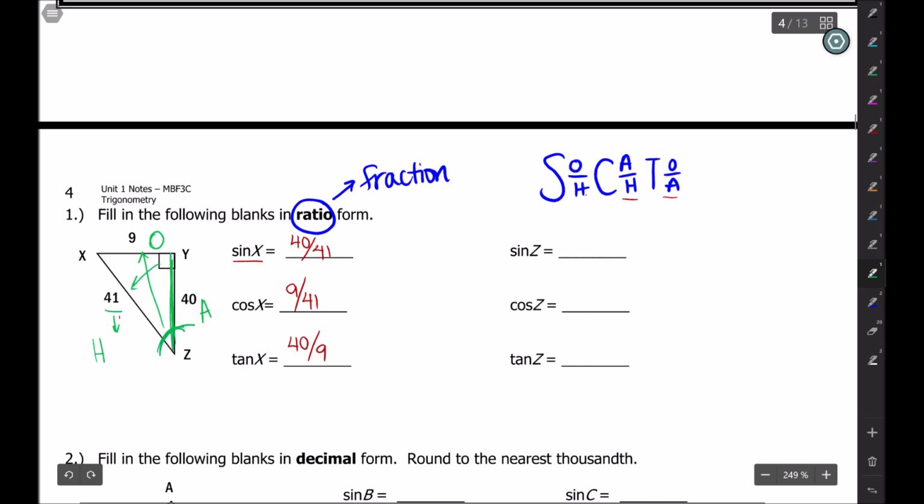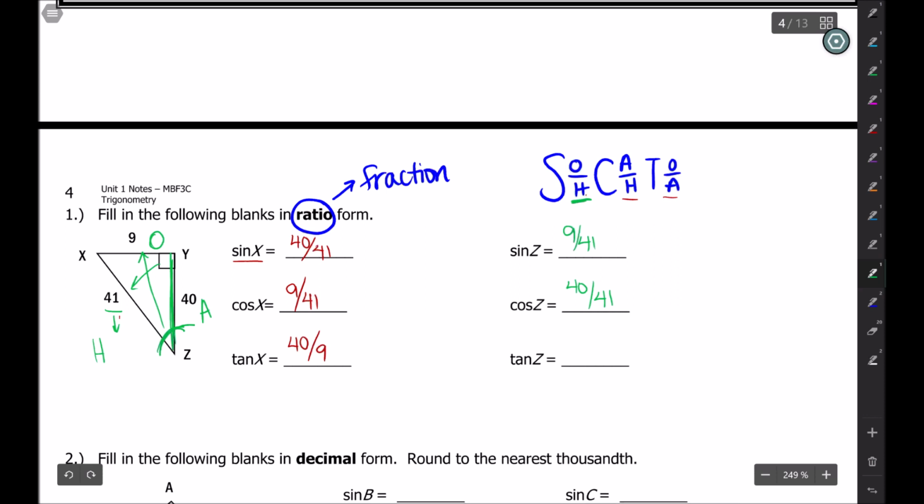Okay, so to find sine, we need to do opposite over hypotenuse. And we know the opposite is 9 and the hypotenuse is 41. So it's 9 over 41. Okay? To do cosine, we know it's adjacent over hypotenuse. So we know adjacent is 40 and hypotenuse is 41. So it's 40 out of 41.